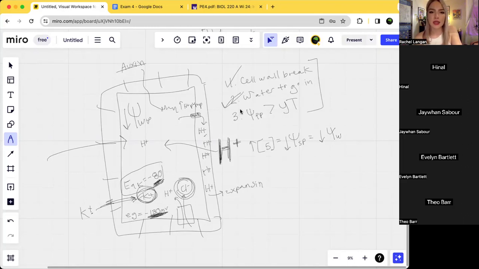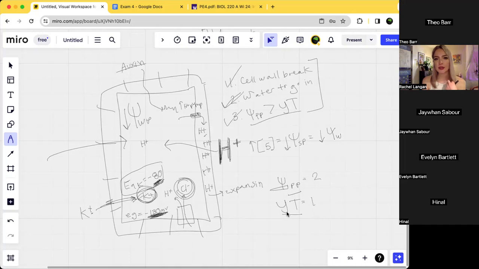And then the last thing you need is for the pressure potential of the plant cell to be above the yield threshold. And that is just something you would have to be given. You couldn't calculate it in any way. So he would have to tell you the pressure potential is 2, and the yield threshold is, let's say, 1. Is this cell going to elongate? Yes, because the pressure potential is greater than the yield threshold.